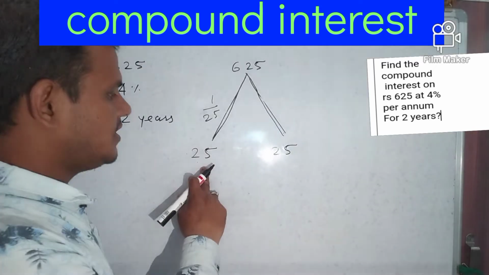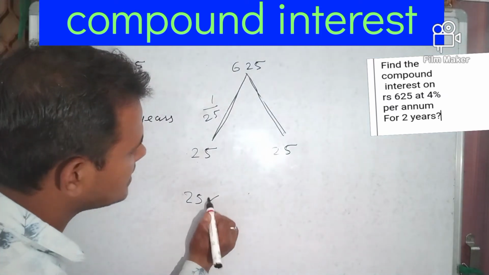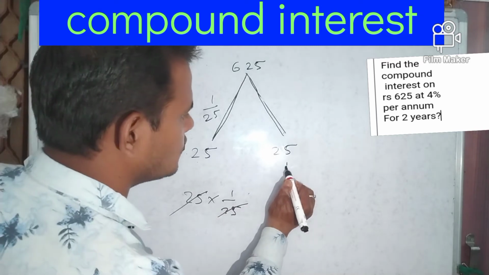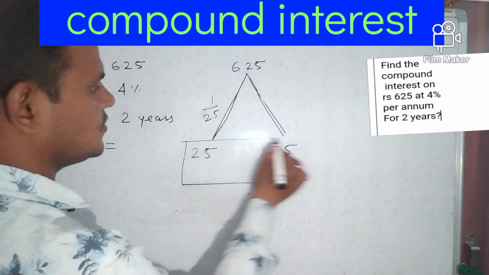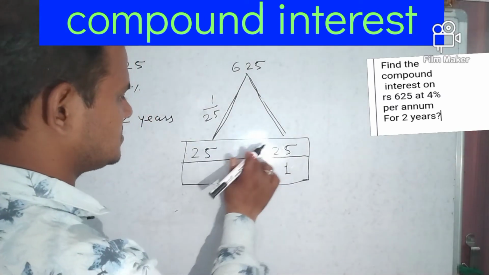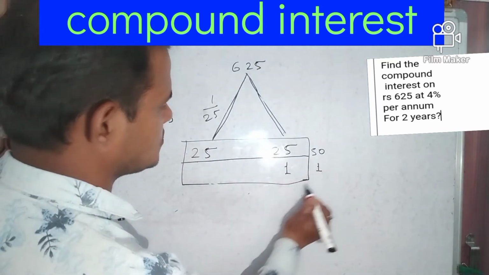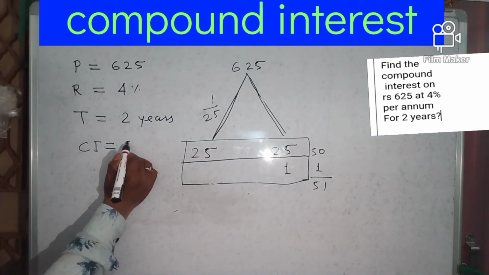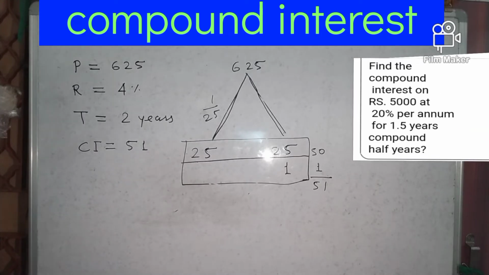So compound interest is interest on interest, right? So 25 times 1 by 25 cancels, so it will be 1. So here this whole area is your total compound interest and this part is simple interest. 25 and 25 is 50 and 1, so the total is 51. So compound interest is equal to 51, right? Move to question number 2.